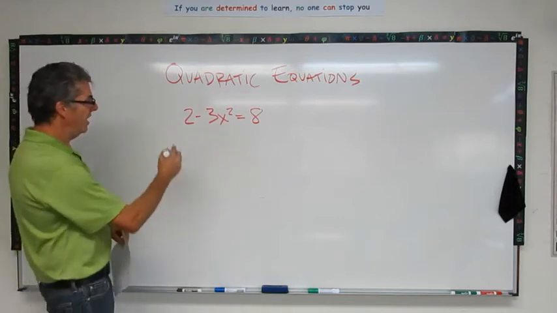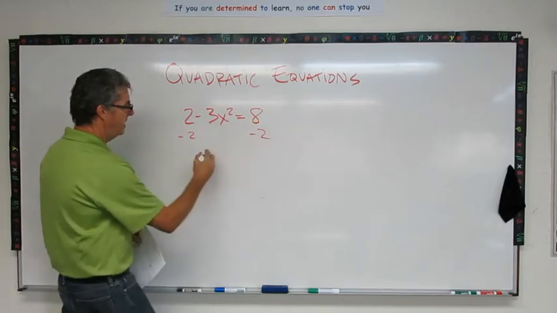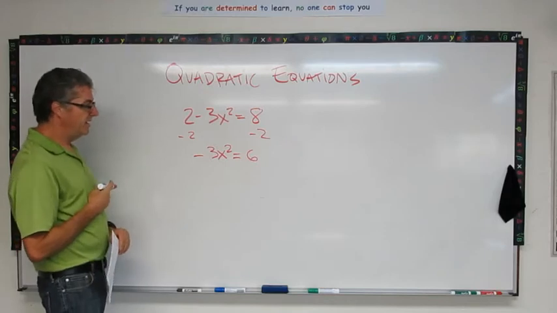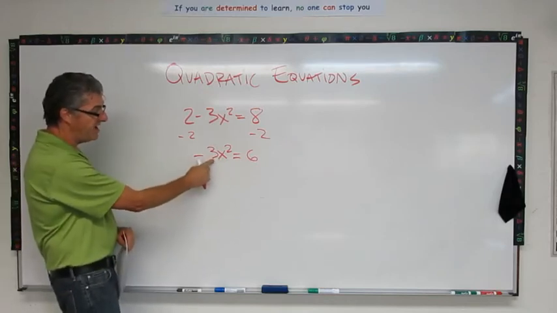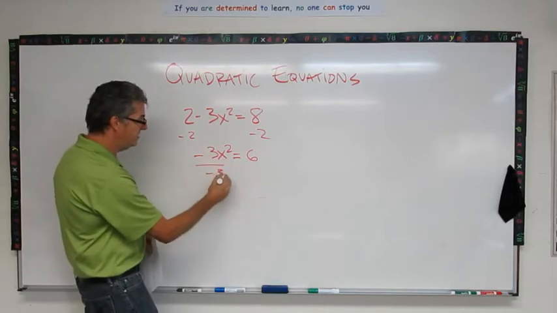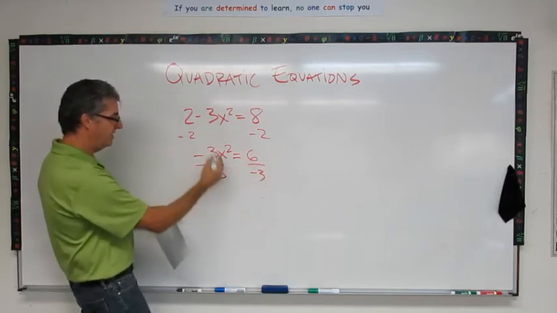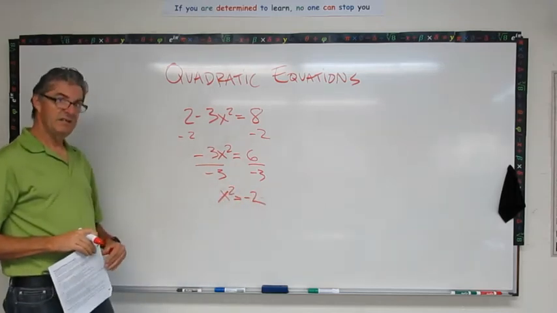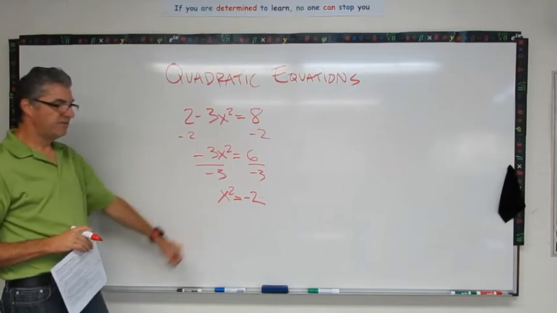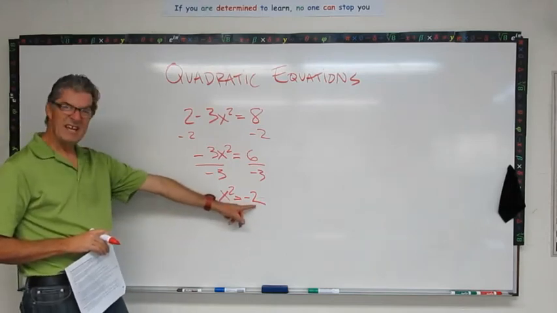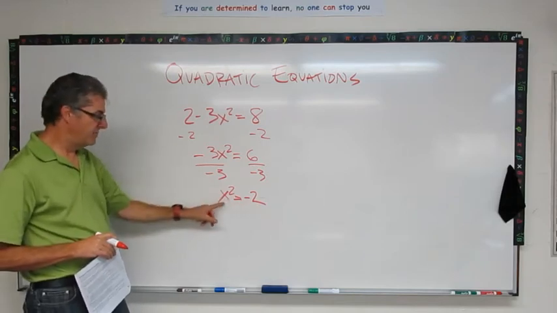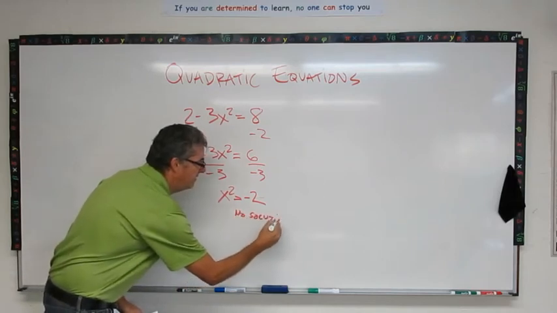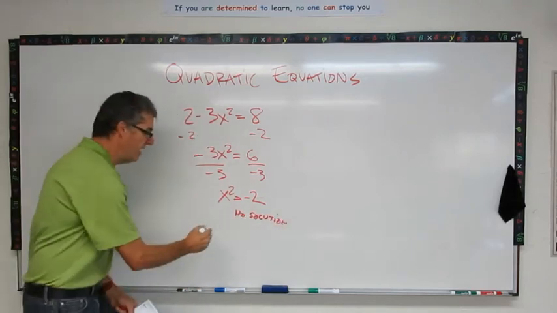Let's see, there's a lot of ways to go. I'm going to go ahead and subtract 2 from both sides. I get negative 3x squared equals 6. Okay? Now to get x squared by itself, I'm going to need to divide out this negative 3. So I'm going to divide both sides by negative 3. And I'm going to get x squared equals negative 2, and I can stop now. Think about that. How do you know I can stop? There's a negative number there. Okay, so I'm not going to be able to take the square root of that. So there's no solution. We can also write that in the following way.